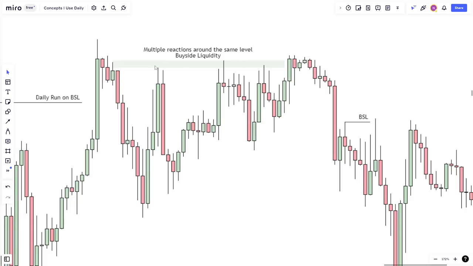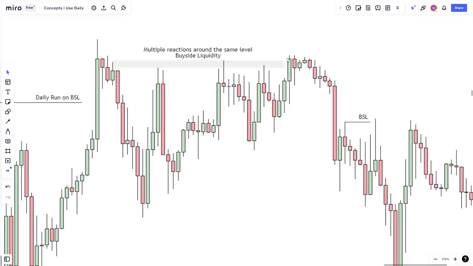Thing is that then you can see how, as an example, if price were to retrace back here, you can understand how multiple reactions are happening around the same area. And what does that create? That creates what ICT calls a liquidity pool. And it's really not much of an extra concept. It is simply a pool of liquidity.